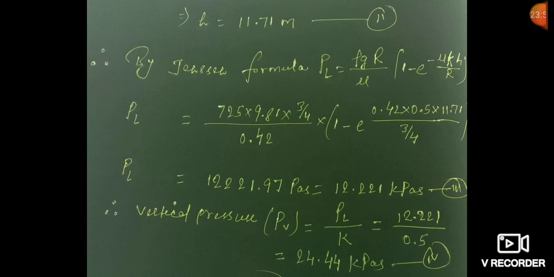So to calculate the vertical pressure, I think all of you know the relationship, that is K is equal to PL by PV, meaning the K value is the ratio of lateral pressure and vertical pressure. So you can calculate and get the answer, that is 24.44. That is the right answer.